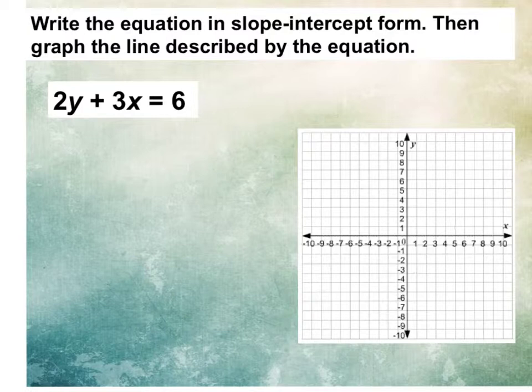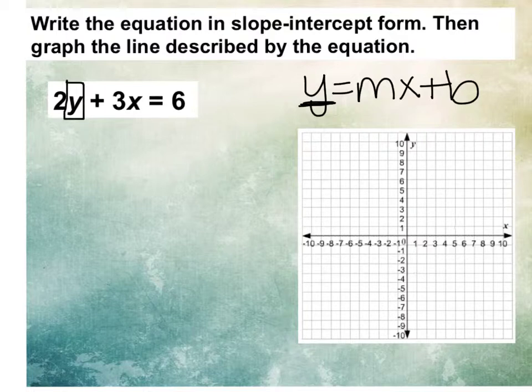What variable do we want to isolate? If you look at y equals mx plus b, the y is alone. So we want to solve this equation for y. We want to isolate the y. In order to do that, we need to first subtract 3x from both sides. So minus 3x on both sides.